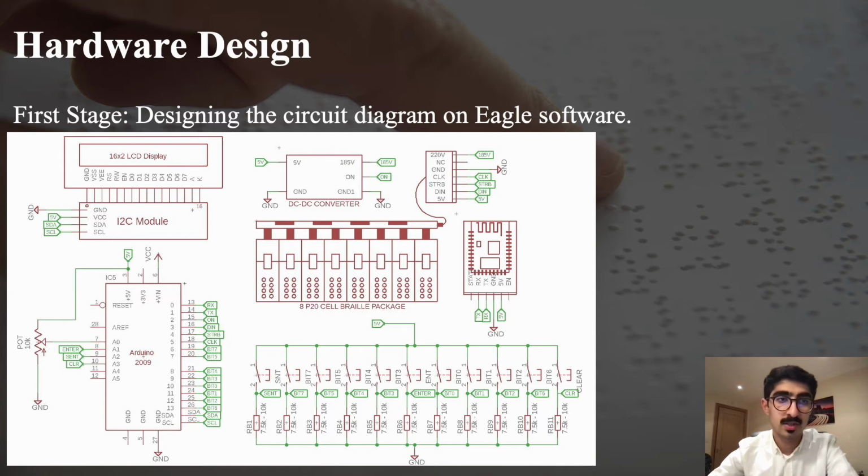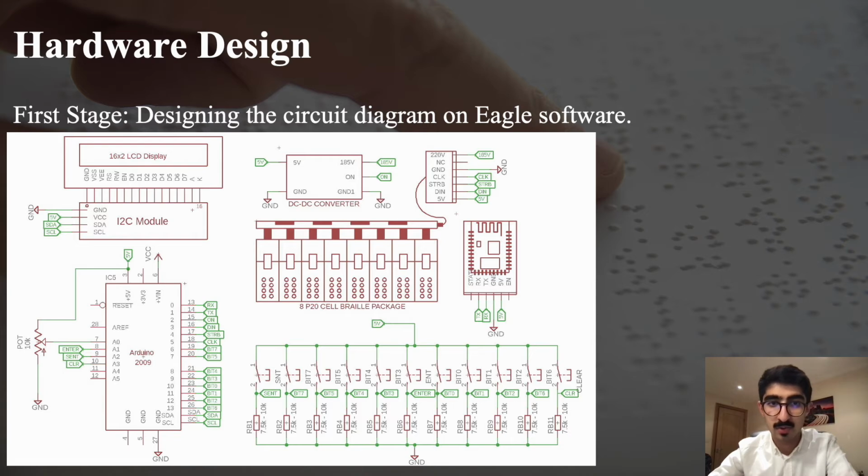Moving on to the next part, which is the hardware design of our Braille system. This part has been divided into several stages. First, we had to design the circuit diagram on Eagle software. As can be seen from the figure represented in the slide, this is the whole schematic diagram of our system. We can see that the LCD display has only 4 pins, and this is simply because we have used an I2C module with it in order to reduce the pin connections between the Arduino Uno and the LCD screen. We also can see that the 5 volt enters the DC to DC converter and it outputs for us a rail of 200 volt, which enters the back panel of the Braille cells, so we can power up the P20 cells.